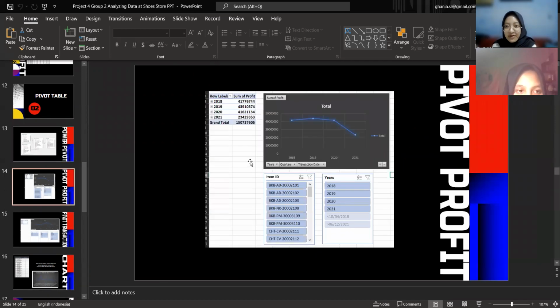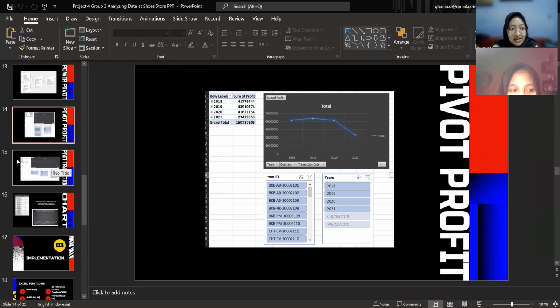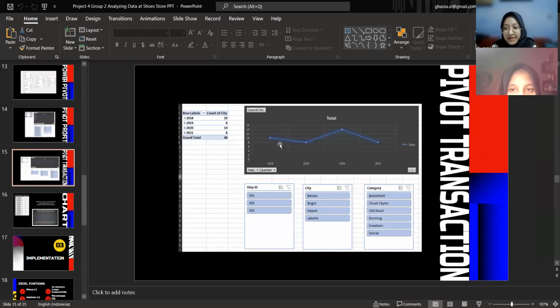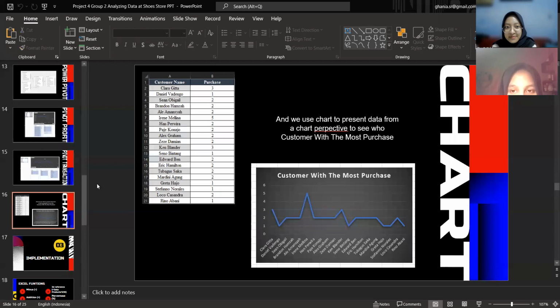Okay, next we have pivot profit. Pivot profit shows you the sum of the profit, and you can sort it by item ID or buyers. It will show you the total of the profit. Next, we have pivot transaction, which is going to be explained by Davara. Pivot transaction is used to count the total of ship ID, city, and category.